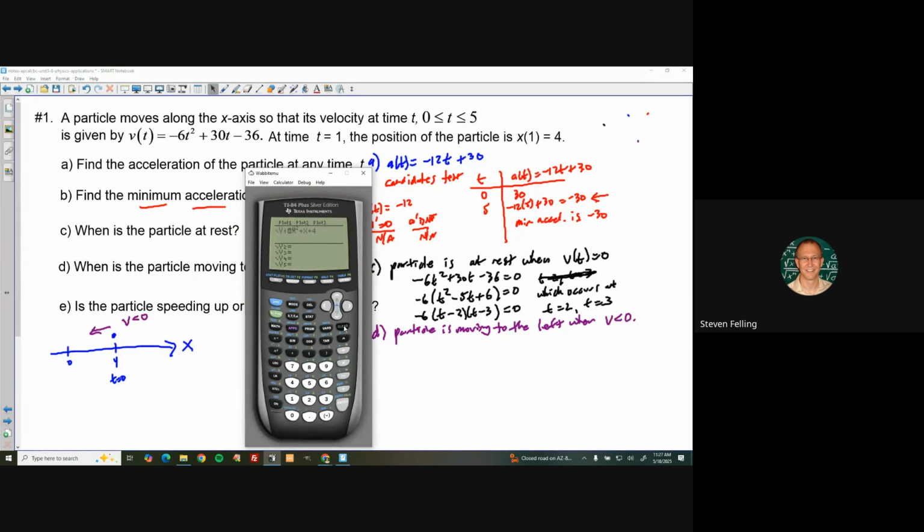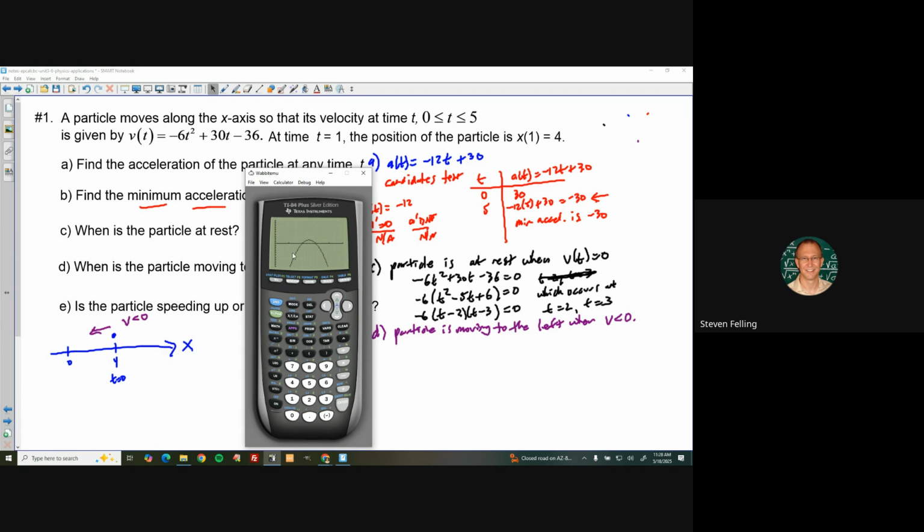So let's see, I'm going to enter the velocity function, negative 6 times the variable squared, plus 30 times the variable, minus 36. And then I'm going to graph this. I'm only going to graph it over the region of interest, from 0 to 5. So if I go from 0 to 5, I'll start with negative 10 to 10 here. Let's see if we see a curve. Yes, we do. Okay, so that's good.